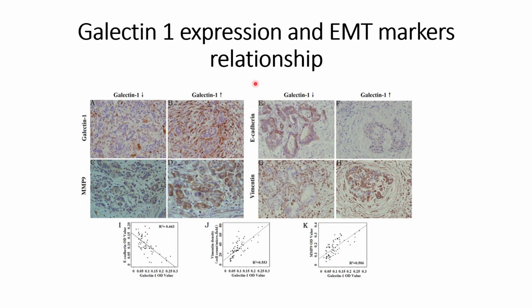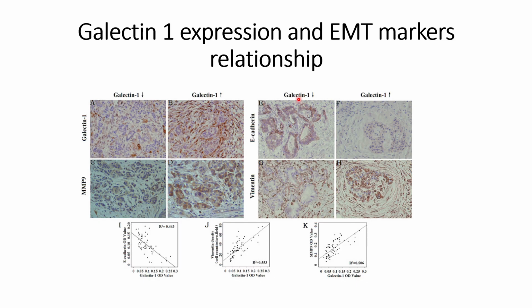And when they checked the relationship of galectin-1 expression levels with EMT markers, that is, epithelial and mesenchymal markers, for the epithelial marker they used E-cadherin, and for the mesenchymal marker they used Vimentin. What they were able to find out is that with a decrease in galectin, they can see an increase in E-cadherin signals and a decrease in Vimentin signals.